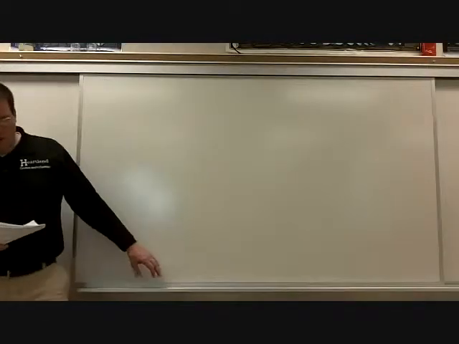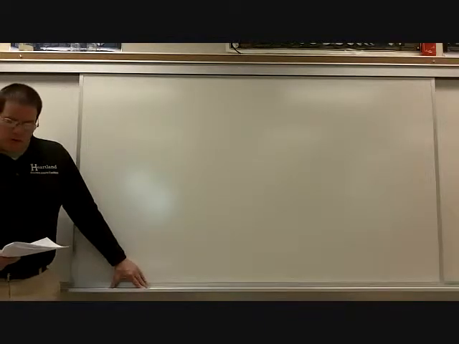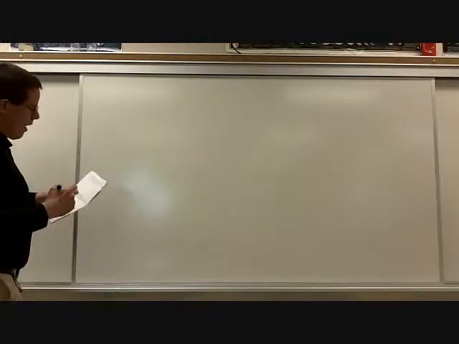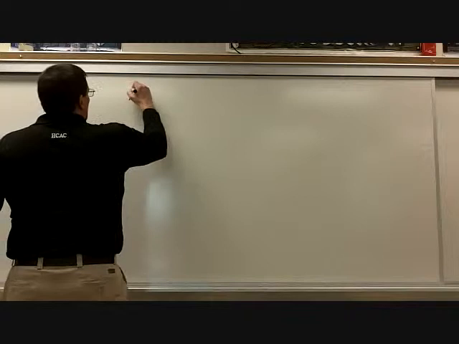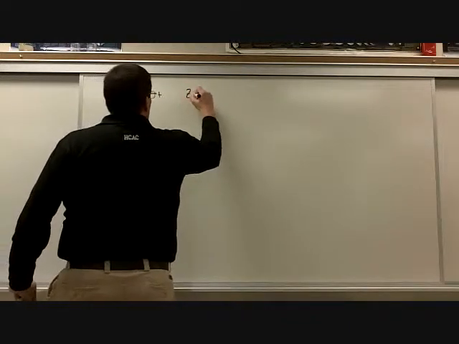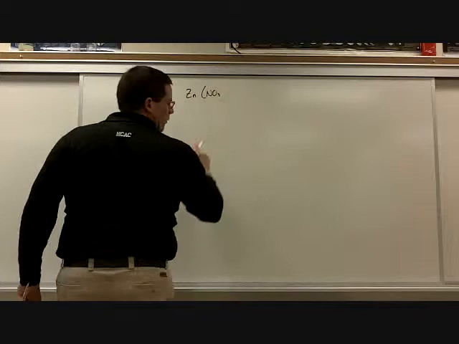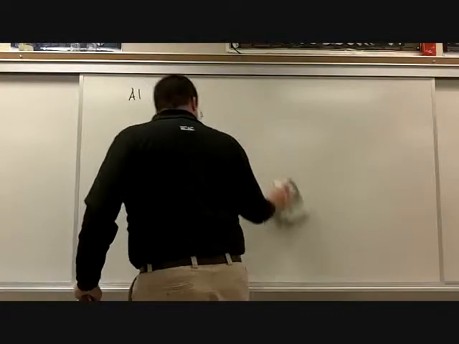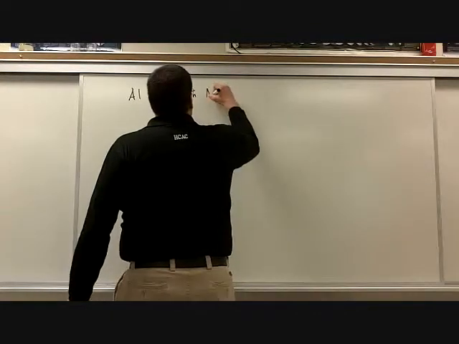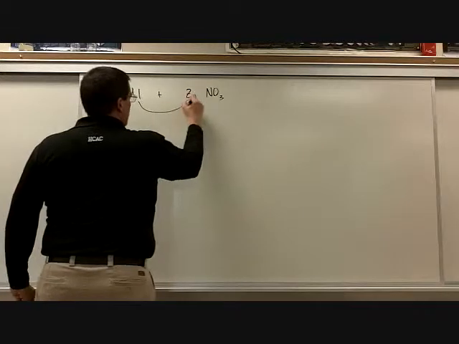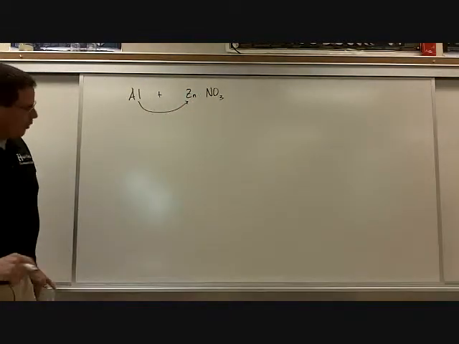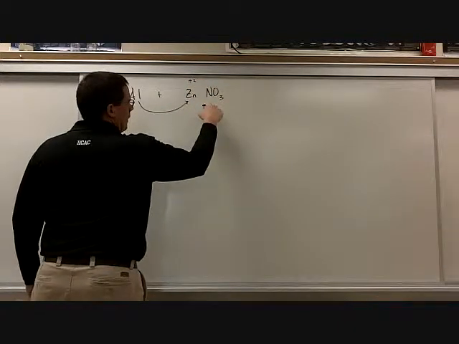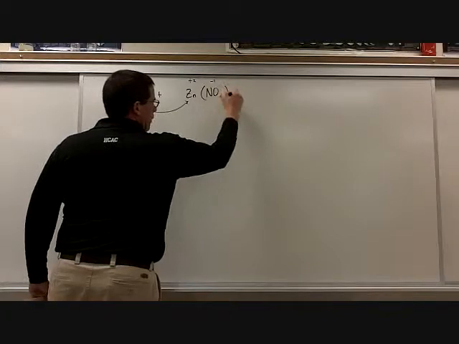It says in a single replacement reaction, aluminum metal replaces zinc in a zinc nitrate solution. Here, let's write that first. So we have aluminum metal, which is just Al, replaces zinc in a zinc nitrate solution. All right, so aluminum's trying to replace the zinc. Now, before we go any further, what's the charge on zinc? +2. Good. And nitrate? -1. So we do need 2 of those.